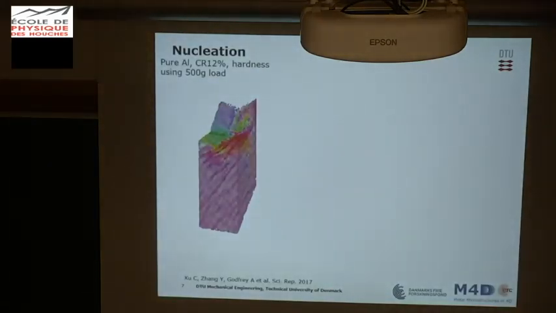We use pure aluminum as the model material. We roll it to 12%, and then we use a hardness indent to stimulate nuclei. This also gives us good control of the nucleation behavior. So here is the microstructure.